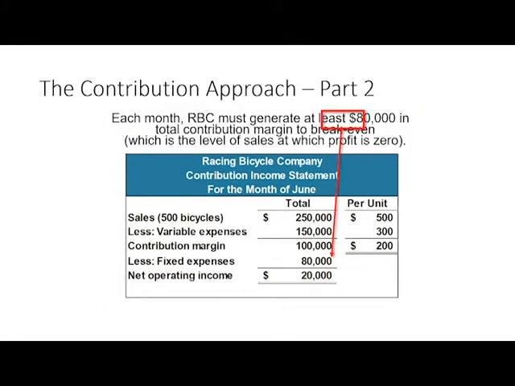Each month, the company must generate at least 80,000 in total contribution to break even, which is the total sales at which profit is zero. So break even is the point whereby there is no gain, no loss, and we pass the break even. For the break even later, we're going to look in detail. What is actually the break even?